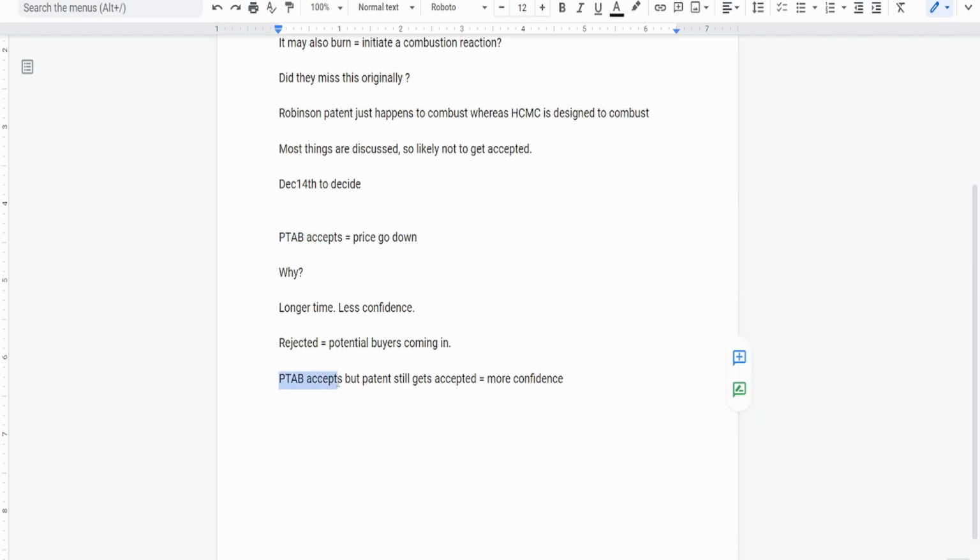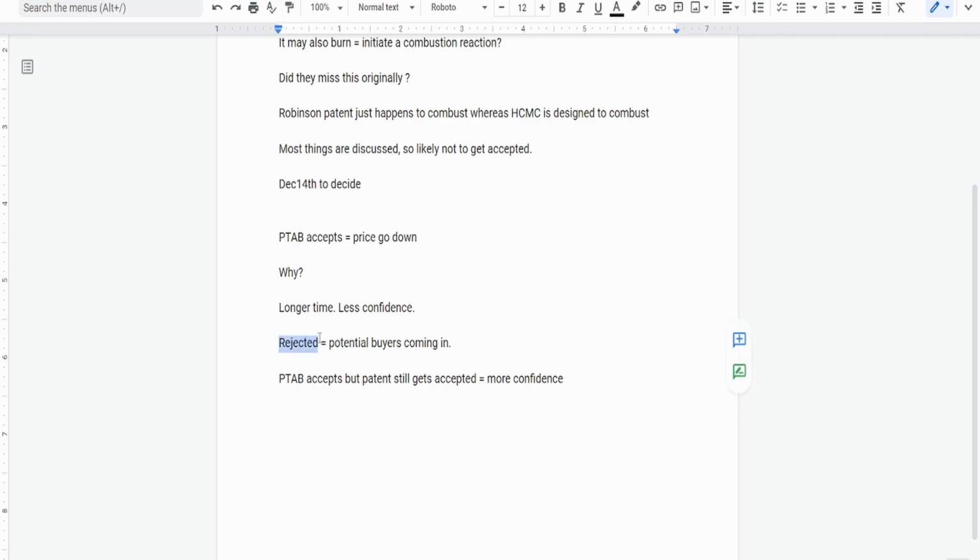And finally, PTAB accepts, but the patent still gets accepted. So they accept the review, but after the review, they find out that it should exist. There is no correlation between this and the Robinson patent. This will obviously give more confidence, because it's more likely. However, this would already have taken a year, so it would be a whole new thing. Maybe by that time the market condition may be different, and it does cause more confidence, but it could also mean we're looking at a lack of buyers now, because people have moved on to other things.